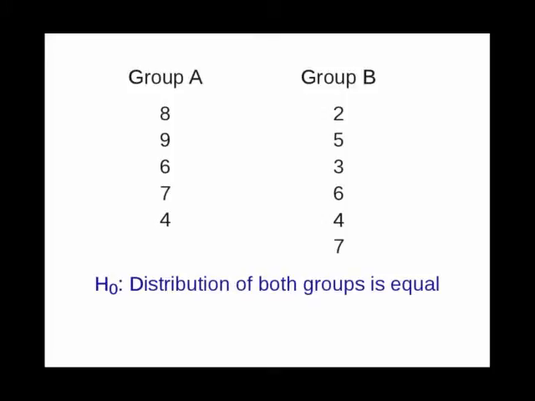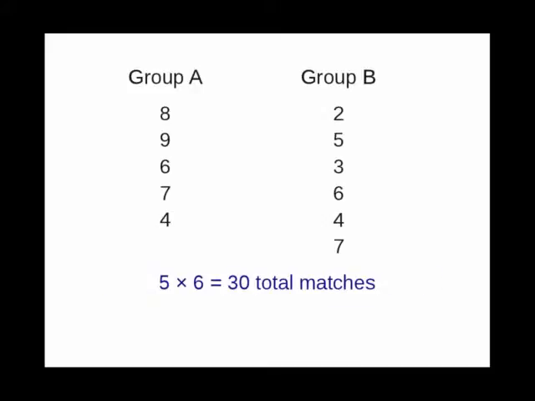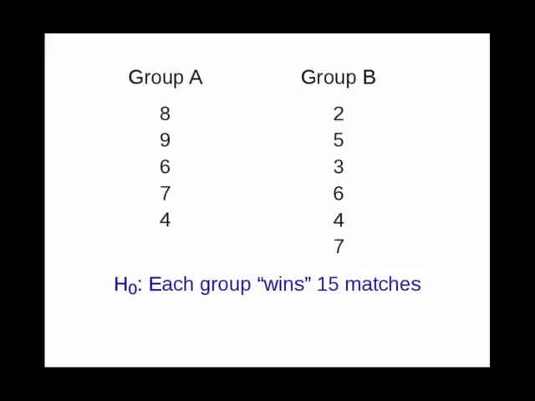Here's how the calculation works. Let's pretend that we have a competition where every person in Group A competes against every person in Group B. In this case, that would make a total of 30 matches. The null hypothesis is that the teams are equally skilled, so there should be 15 wins for each team. The further you get away from this even split, the more likely it is that one team is better than the other.